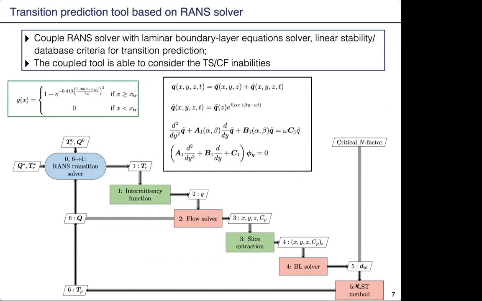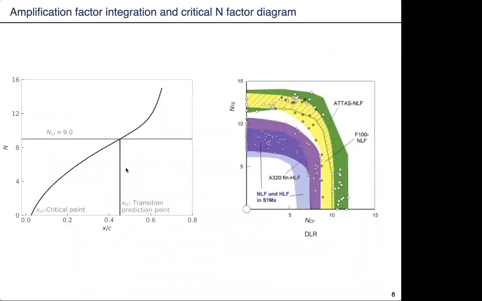For the stability code, here we use the linear stability theory. The linear stability theory code solves a generalized eigenvalue problem, and finally it will give the amplification factor for both the Tollmien-Schlichting (TS) and cross flow. And then it needs a critical N factor to determine the final transition prediction points.